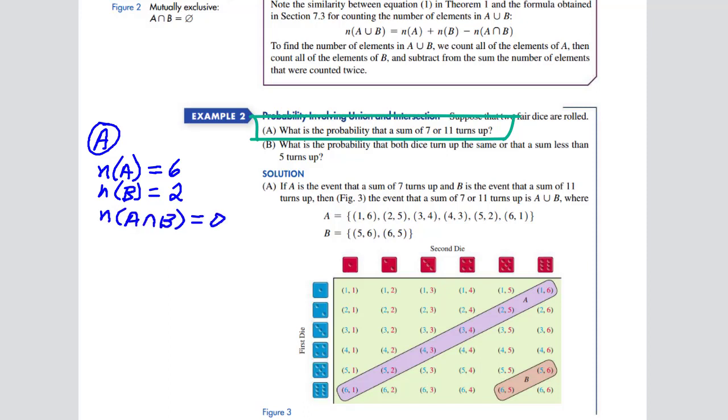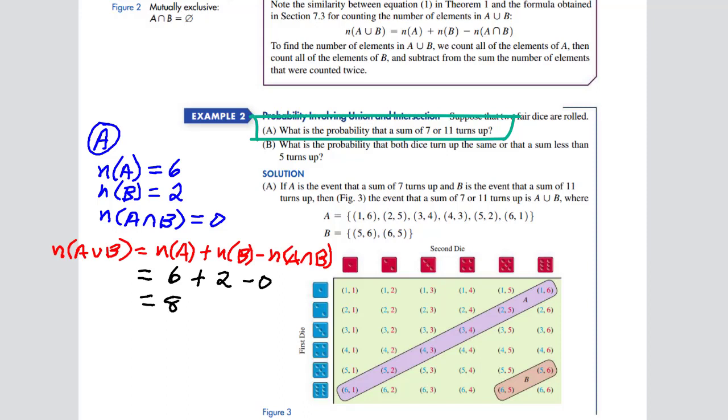So now we're going to use the formula, and we find out that there are 6 plus 2 minus 0 elements in the union of A or B. Now, there's no intersection. That's why that number is 0. We know from our last class that there are 36 ways you can roll two dice. That's our sample space here. So to find the probability, we take the 8 and divide it by 36, and we get 2/9 for the probability of getting either a 7 or 11.